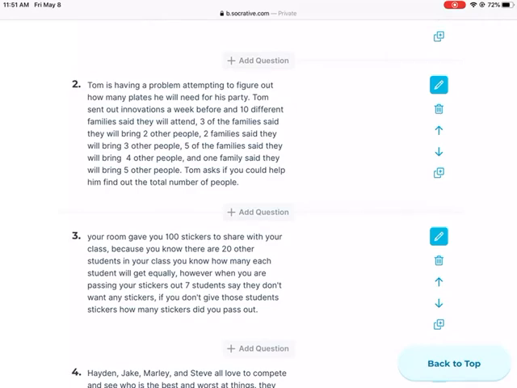And we have 2 families saying they'll bring 3 other people. Because they're bringing other people, make sure we recognize that bringing other people means that they are including themselves in that. So instead of being 3, it'd be 4 people. So we'd have 2 times 4 is 8. So then we have 5 families. So they will bring 4 other people. And because, again, they're including themselves, we'll do 5 times 5 is 25.